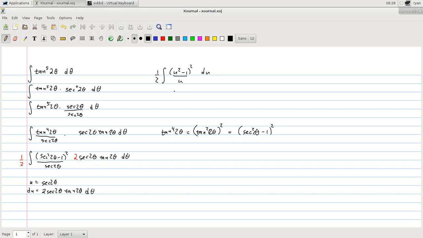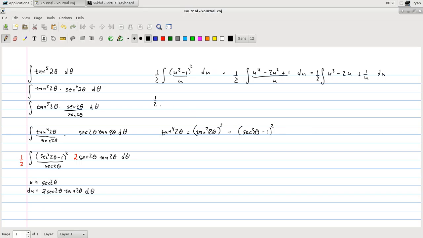Now the numerator we can distribute through, which will give us 1/2 integral of u to the fourth minus 2u squared plus 1, all over u du. We can now split this into separate integrals, separate fractions. So this becomes 1/2 the integral of u cubed minus 2u plus 1 over u du. And each of these we have formulas for.